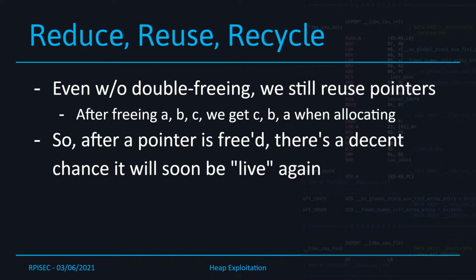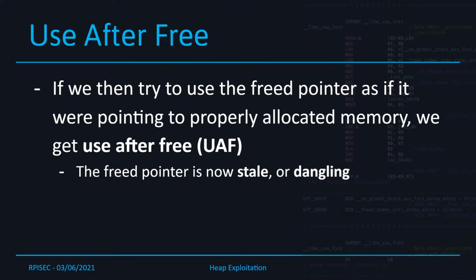So even if we don't double free, there's nothing stopping us from having two pointers to the same thing. So as I mentioned before, if we free A, B, and C, the next three mallocs of the appropriate size will get C, B, and A. So after a pointer gets freed, there's a good chance it's going to come back to life pretty soon. But now it's a stale pointer or a dangling pointer. It is a pointer to memory that we should no longer be touching because we told libc, I'm done with this, free it. But we still know where it is. And even if libc then hands it to someone else, we still see it.